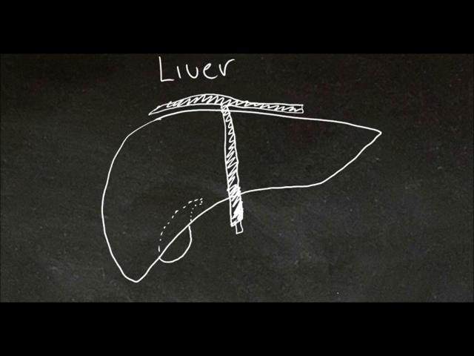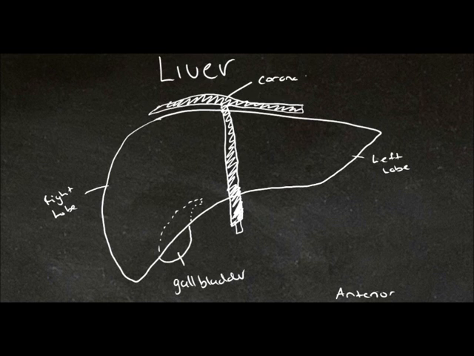Here we have an anterior view of the liver. We can see the gallbladder here, the right lobe, and the left lobe. Up here we have the coronary ligament, and this attaches the superior part of the liver to the right dome and central tendon of the diaphragm.